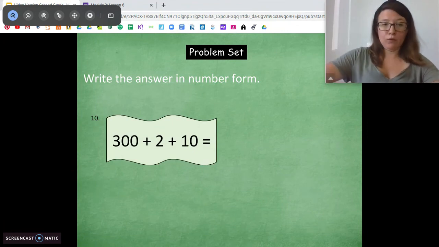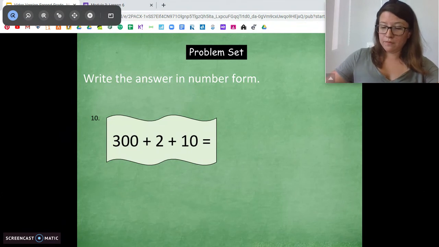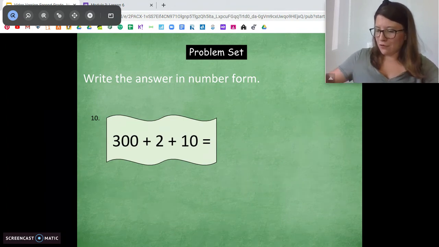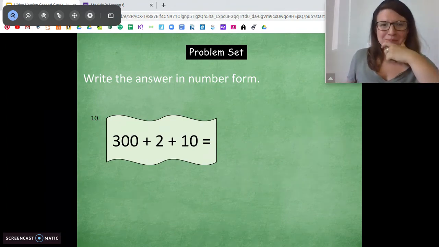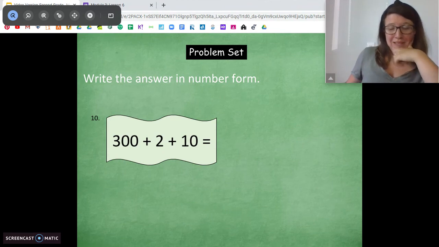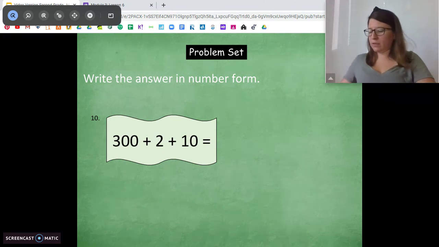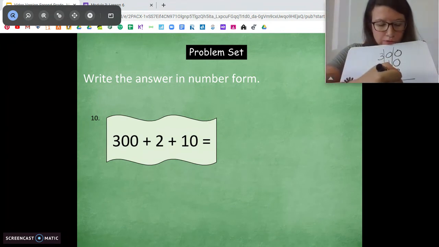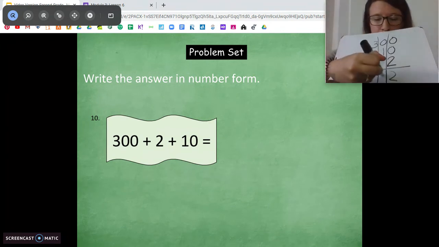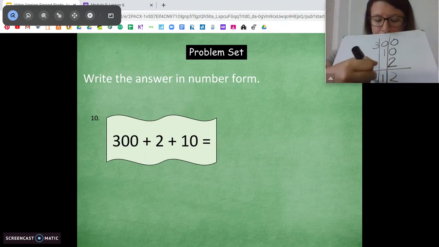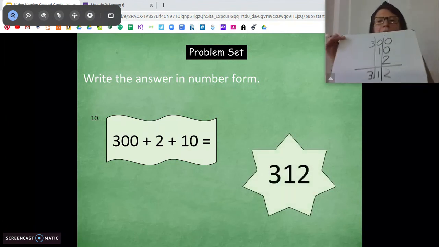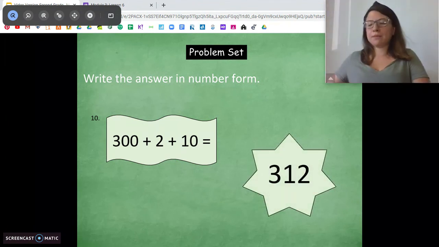Break down the expanded form. Start with the hundreds. That'll make it easier for your brain rather than adding smaller numbers up. Got it? Okay, so I like to break it down into my hundreds, tens, and ones. So I know there are 2 ones, 1 ten, 3 hundreds. 312 is my number, in word form, from expanded form.